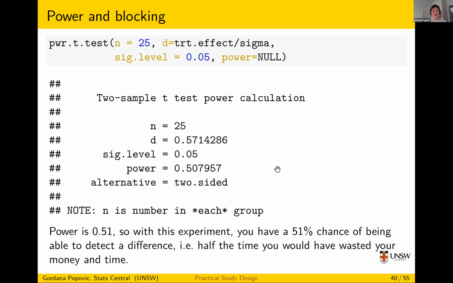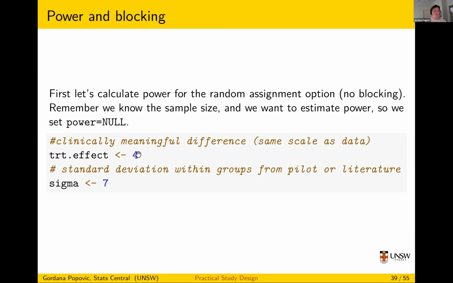So about half the time, I will have completely wasted everyone's time and money. So my chances of actually getting a significant result, of getting a p-value that's small enough that I can then say, well, there's a significant difference between these 2 groups, my chances of that are about 50%. Even if there is a true difference between these 2 treatments that is at least 4 or more.